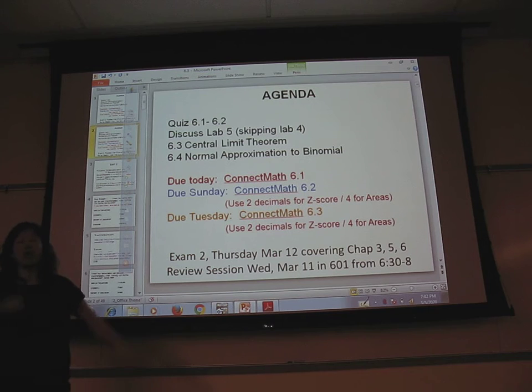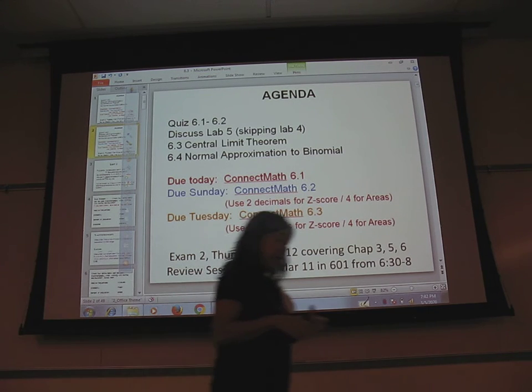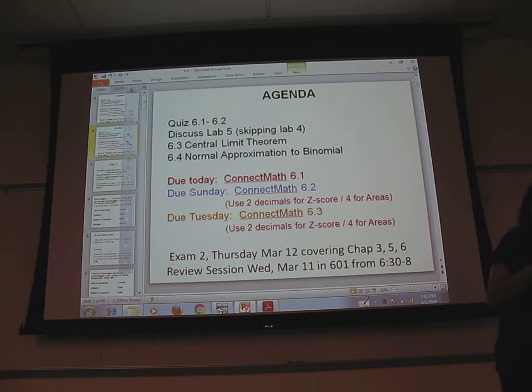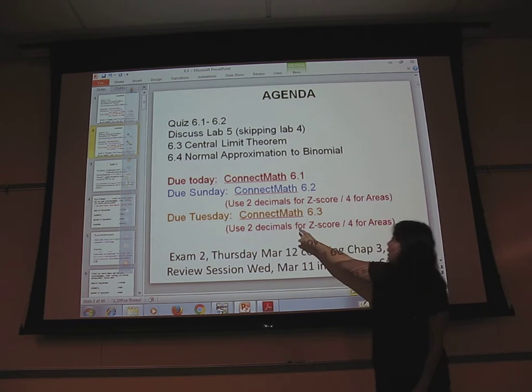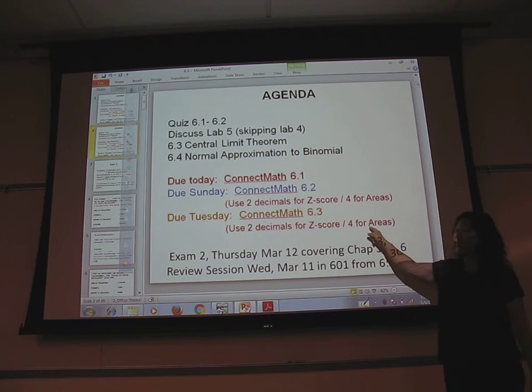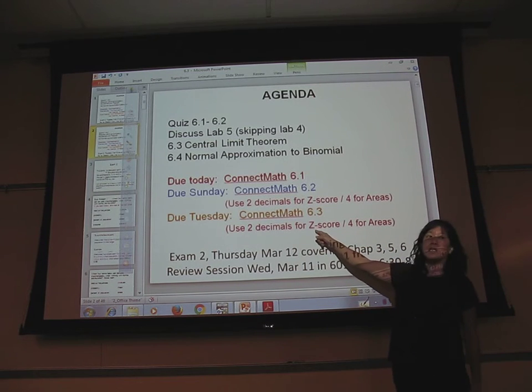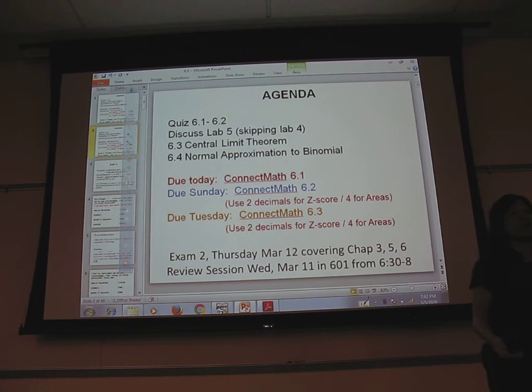Please do this. When you're doing the homework, here's the deal. If you look at the help buttons, don't use them, because the help buttons want you to use a Z table. You can just use normal CDF like we did in class. But the table only uses 2 decimal places for Z-scores and 4 decimal places for areas. So if you use more than 2 for this, then you're going to get the wrong answer, and you'll have no idea why. Do you guys understand what I'm saying?